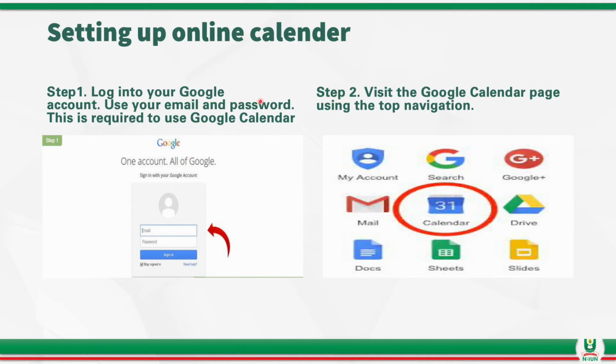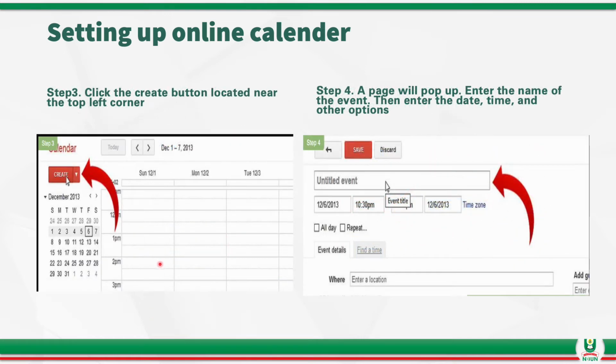In setting this up, there are steps. There are about 7 steps we are going to take to set up our online calendar. First thing, you have to log on. This will require your email and your password. Once that is done, you can navigate to the calendar. Look at it here, it's always here. Just navigate to your calendar. Once that is done, you move to the next step, where you will see create. Look at it here. You just click create here.